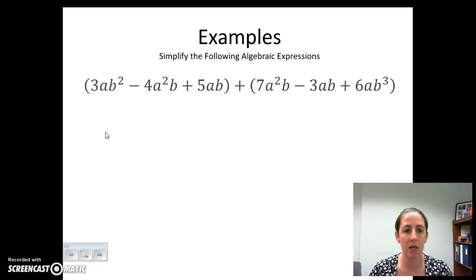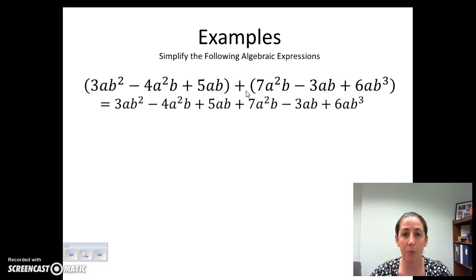So let's do some examples. Here we have two big algebraic expressions being added together: 3ab squared minus 4a squared b plus 5ab, plus 7a squared b minus 3ab plus 6ab cubed. When you have a big set of parentheses, you need to make sure that if there's anything that needs to be distributed, you take care of that first. There's nothing to be distributed here, or there. So you can drop the parentheses and you have 3ab squared minus 4a squared b plus 5ab plus 7a squared b minus 3ab plus 6ab cubed.